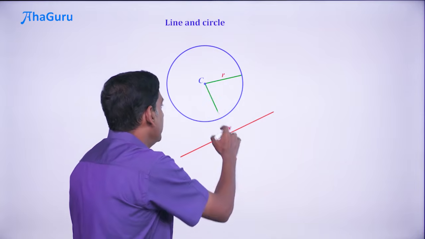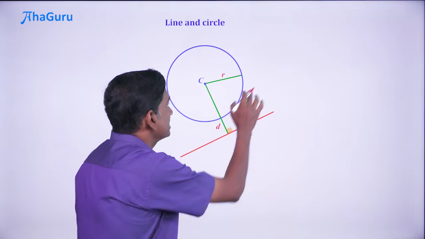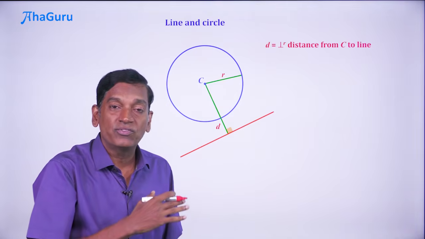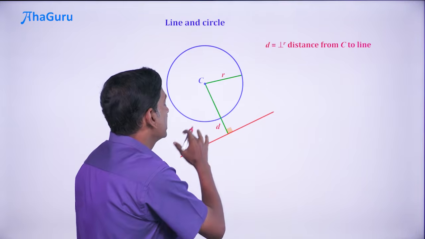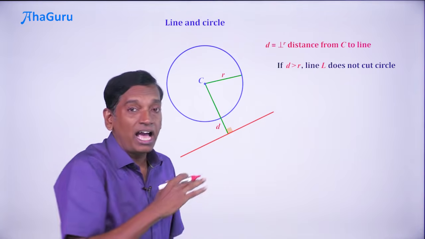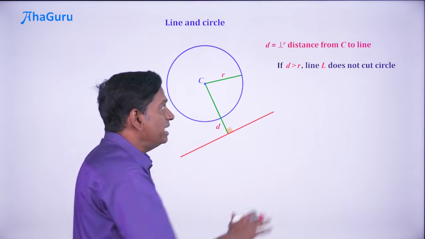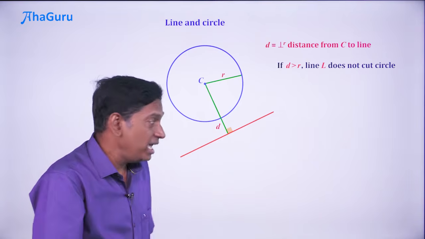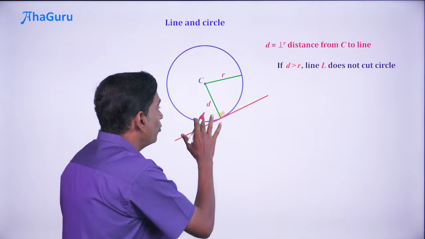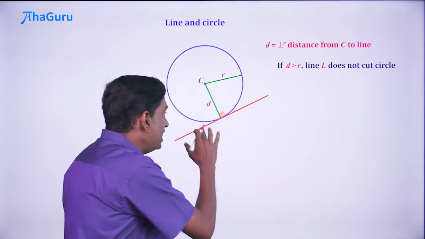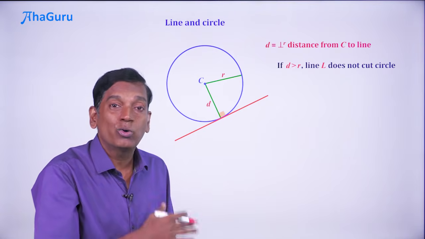That means you're going to get a line like this, okay, and this angle is 90 degrees. So we can say that this distance D is the perpendicular distance from center C to the line, okay. Now clearly we can see that if D is greater than R, if this perpendicular distance is greater than the radius, as we can see here, then the line does not cut the circle, okay.